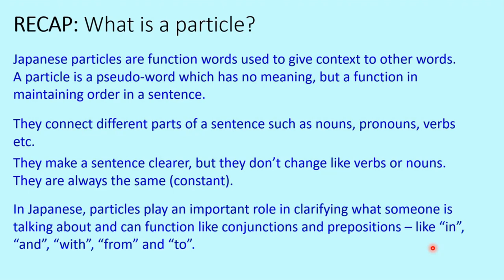In Japanese, particles play a very important role in clarifying what someone is talking about and can function like conjunctions and prepositions like in, and, with, from, to, and so on. So in a nutshell, we can say that without particles, the sentence structure will remain incomplete and the rest of the sentence will have no meaning. Although these are very small words, without particles, there cannot be Japanese sentences. The grammar is incomplete without particles.